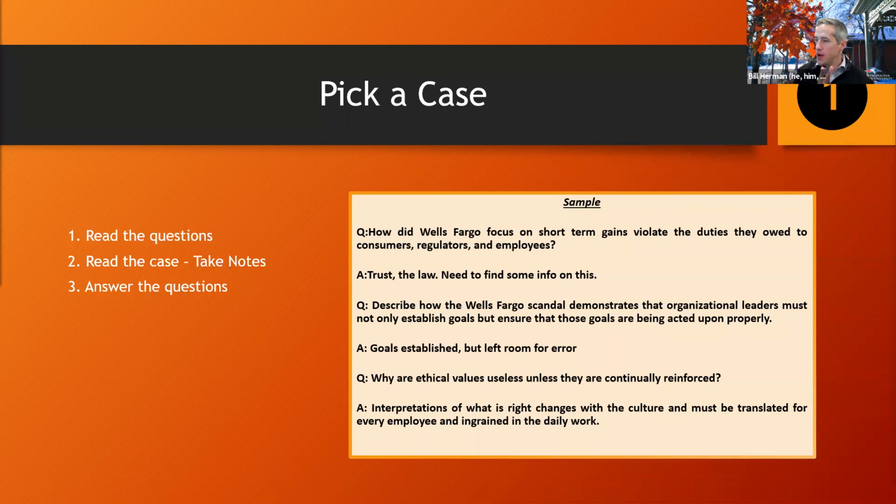The second question: Describe how the Wells Fargo scandal demonstrates that organizational leaders must not only establish goals, but ensure that those goals are being acted upon properly. And his quick note is that the goals were established, but the way that they were established left room for error. And question 3 says, why are ethical values useless unless they are continuously reinforced? And his first thought on that is that interpretations of what is right change with the culture and must be translated for every employee and ingrained into the daily work.